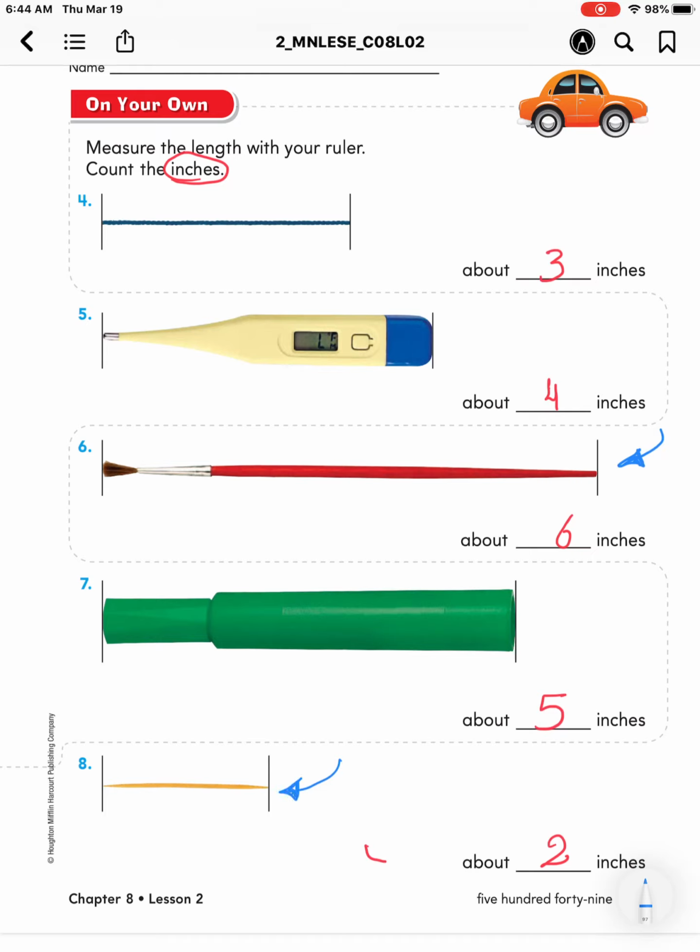So length helps us to compare between objects, to say which one is longer than the other, which one is shorter than the other, which one is long and which one is short. So measuring is so important. I need you not just copying the numbers. I need you to use your own ruler. And please, if you are going to send me your homework, show me that you are using a ruler.